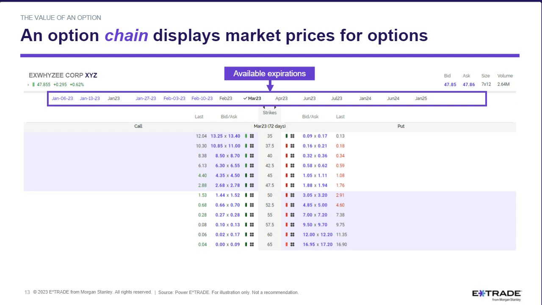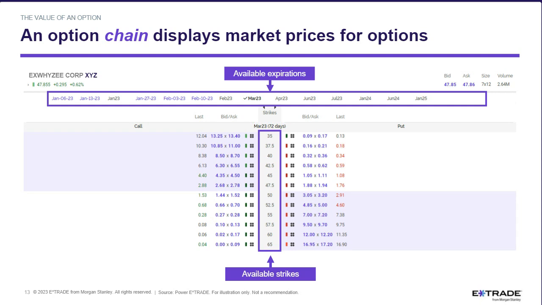Now, I'm starting off with a very simplified view here. We're just looking at the bid and the ask and the last trade. We'll expand these columns as we move along. But navigating the chain, first is across the top where the available expirations are, and then down the center column where the available strikes are. And then on the left side, you'll see calls, and on the right side, you'll see puts.